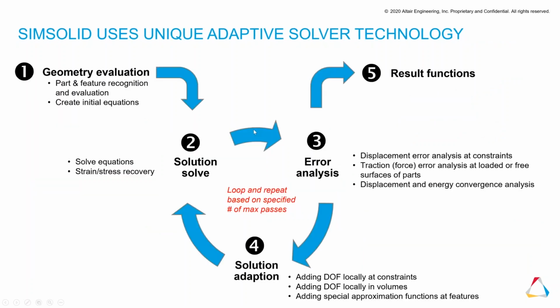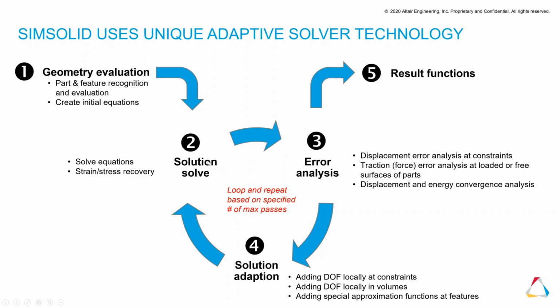The second thing we do is we use an adaptive solver. So what does that mean? Well, the workflow of SimSolid is the following. We bring in geometry. As we bring it in, we actually do part and feature recognition. So as it's coming in, we'll say, ah, that looks like a bolt, that looks like a nut, that looks like a washer, that looks like a through hole, that's a feature, that looks like a fillet. And we'll classify all that.